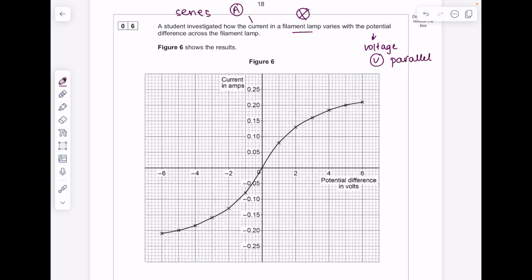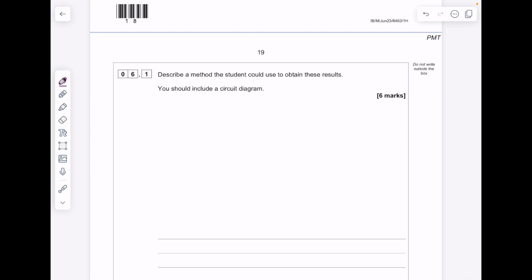And then you need a way of altering the resistance of the circuit, so you're going to need a variable resistor. Really think critically about what you're going to need here. So that's your variable resistor component symbol. So I'm going to start with my circuit diagram. Here's my lamp.